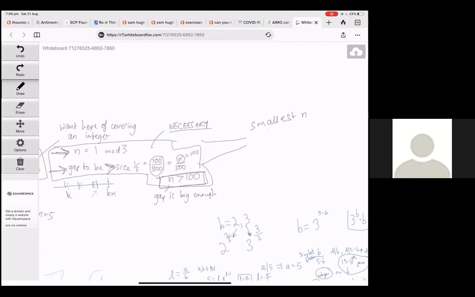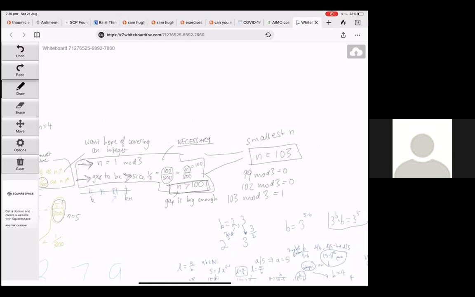Okay, so n is greater than 100 and it's 1 mod 3. So the smallest n that satisfies that is, okay, 99 mod 3 is 0, because that's 33 times 3. That means 102 mod 3 is 0. So 103 mod 3 is 1. So n equals 103 is the smallest one that satisfies these two.